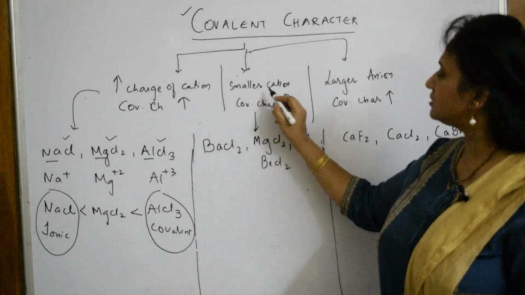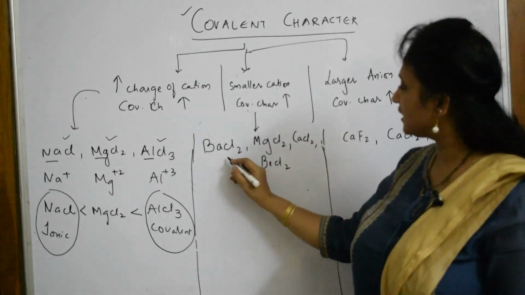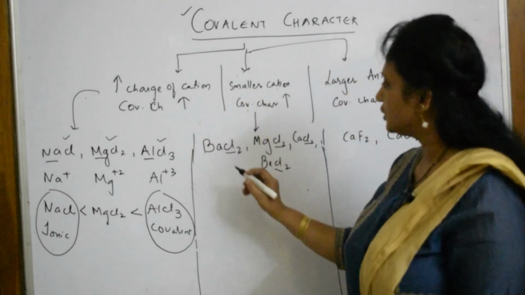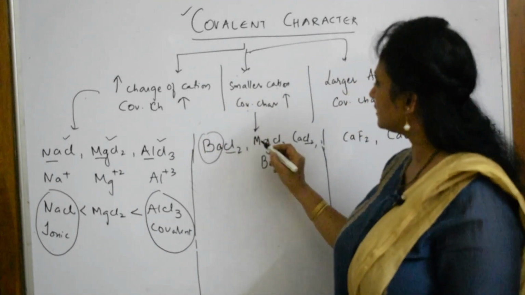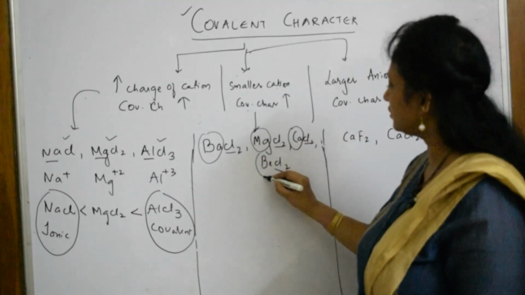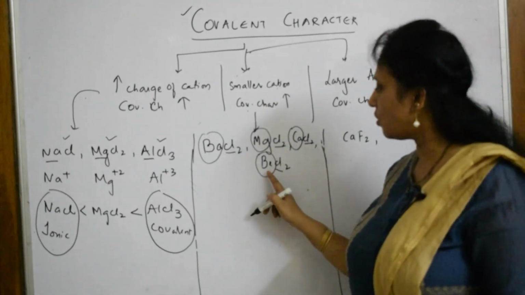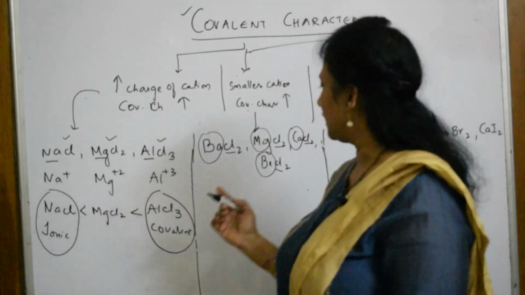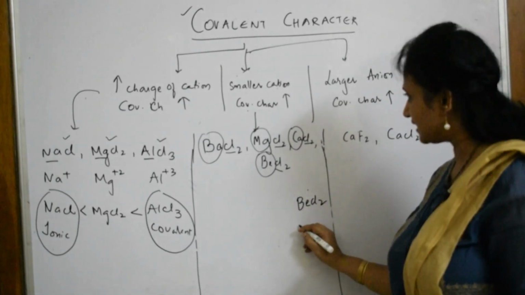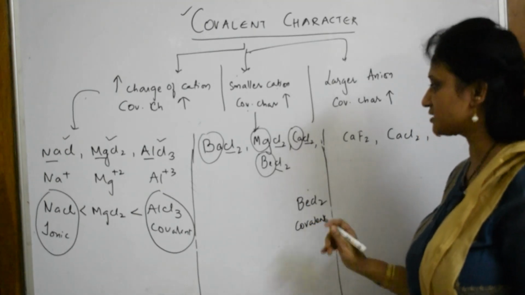Now when I take the next one, let us apply this concept here. We said the smaller the cation, the more the covalent character should be. Here all anions are similar, only the cation is different. The cations are barium, magnesium, calcium and beryllium. So what should I remember? The cation should be smaller. Among all, which one is the smallest cation? Beryllium. So beryllium comes here. It is more covalent in nature, so beryllium's covalent character is the highest.